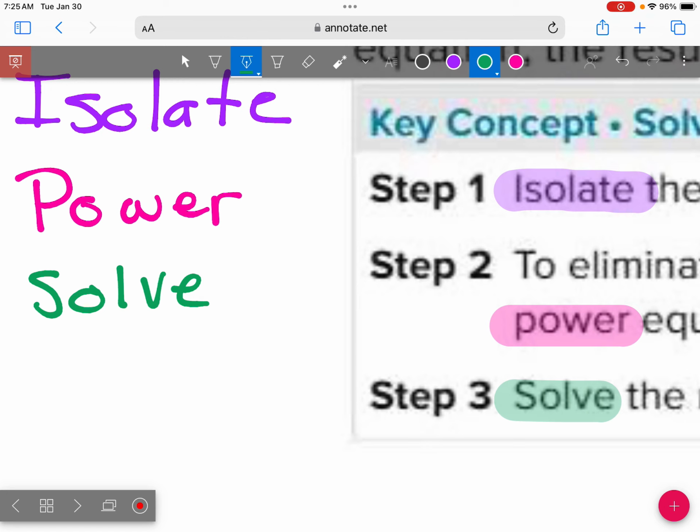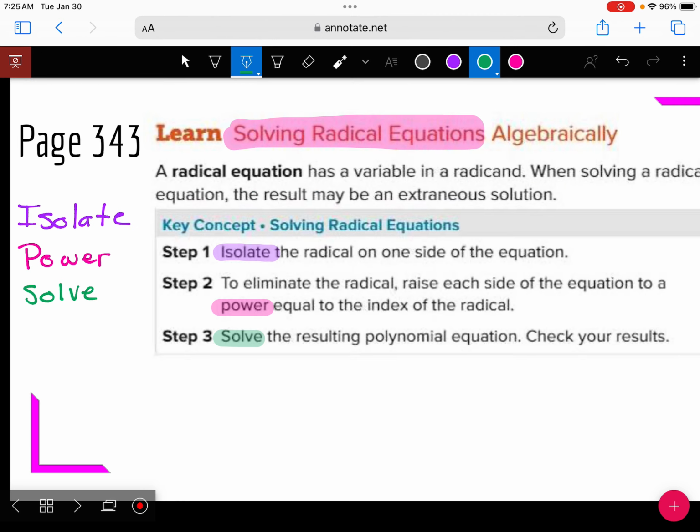And we're going to practice this a bunch of times. Oh wait, we do have one more step that I didn't mention. We have to check. So put a check on the end. We have to check and make sure our solutions work. Since we're working with powers and things like that, we could wind up with extraneous solutions. So we need to make sure we check. So we're going to do isolate, power, solve, check.